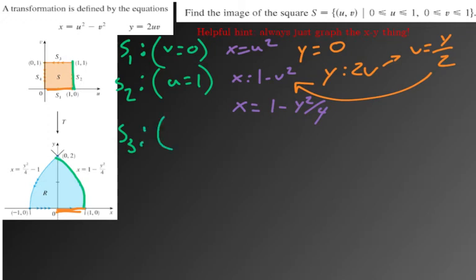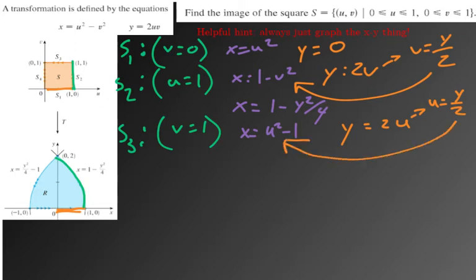S3, the important feature is that v equals 1. All right, so here, x would then equal just u squared minus 1. And y would equal 2u, all right? So then, similarly, u would equal y over 2. And then I'm going to do the same kind of thing. I'm going to plug it in here, and I'm going to get that x would equal y squared over 4 minus 1. Okay, and so that means that this top part is mapping here, right? That's y squared over 4 minus 1.